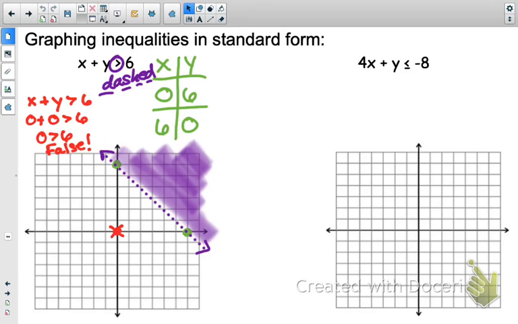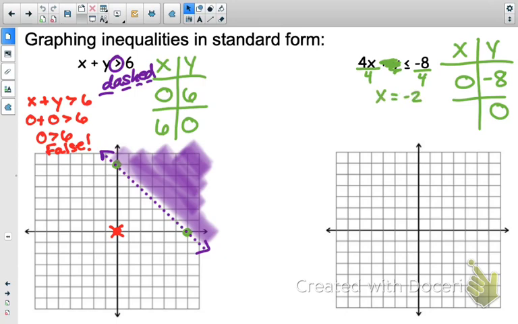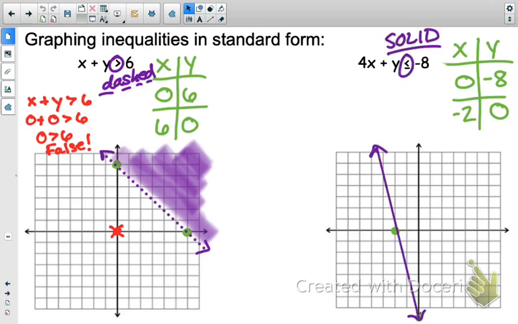Let's do another one. So let's use our intercept table when we have standard form. If I plug in 0 for x, I get a y value of -8. If I plug in 0 for y, I do have to solve a little bit, divide both sides by 4, I get an x value of -2. Let's plot both of those points. So I do realize 0, -8 is going to go off the grid, just 1 unit, that's okay, but -2, 0 is fine. Because of the inequality symbol, we're going to connect them with a solid line.